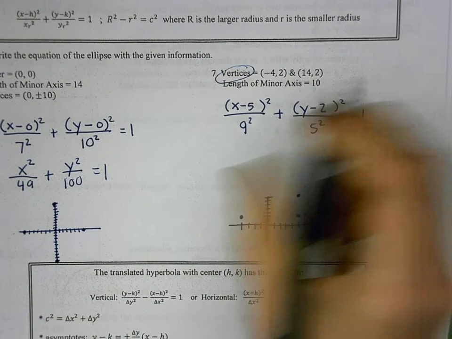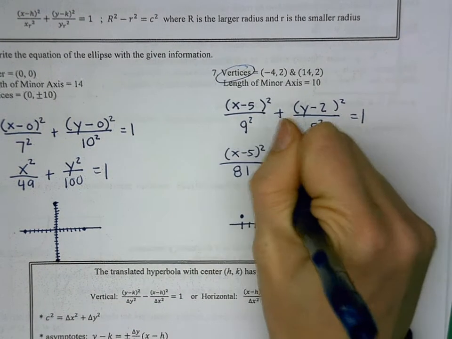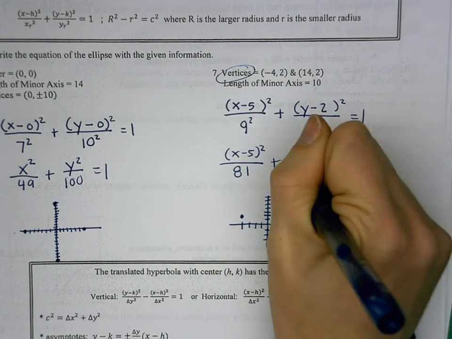And then again, you could rewrite this: x minus 5 squared, instead of 9 squared, you'd have 81. And then instead of 5 squared, you'd have 25.